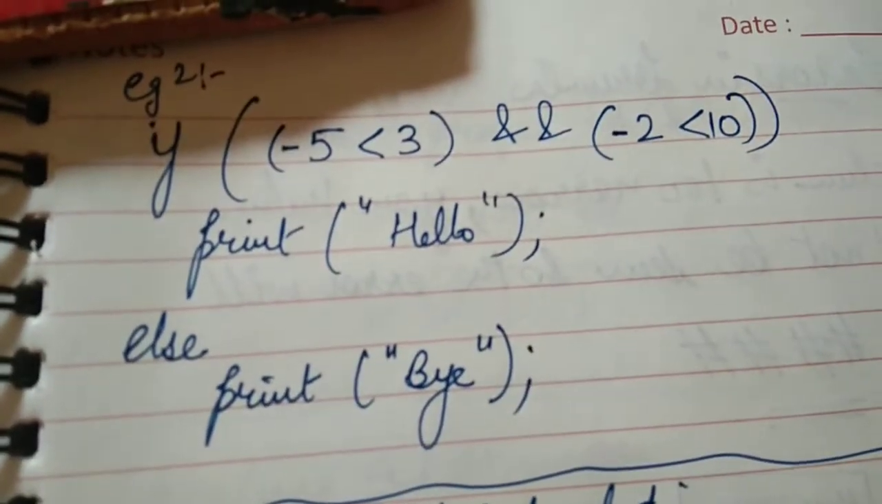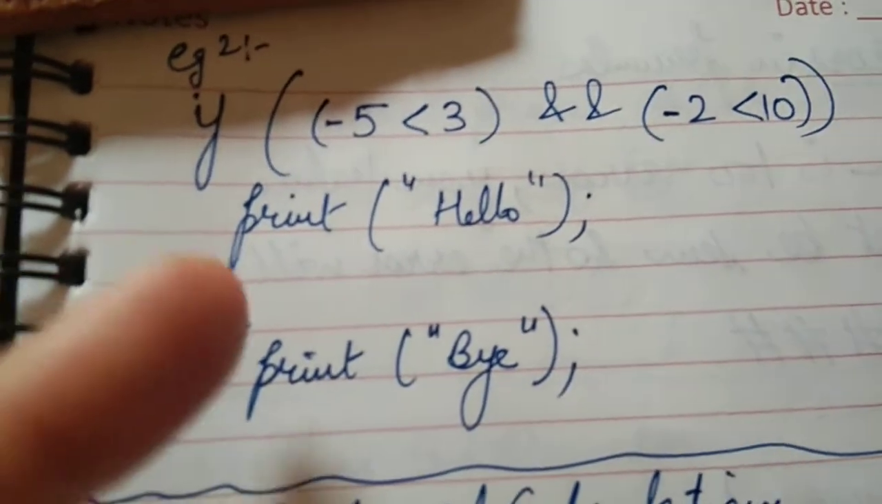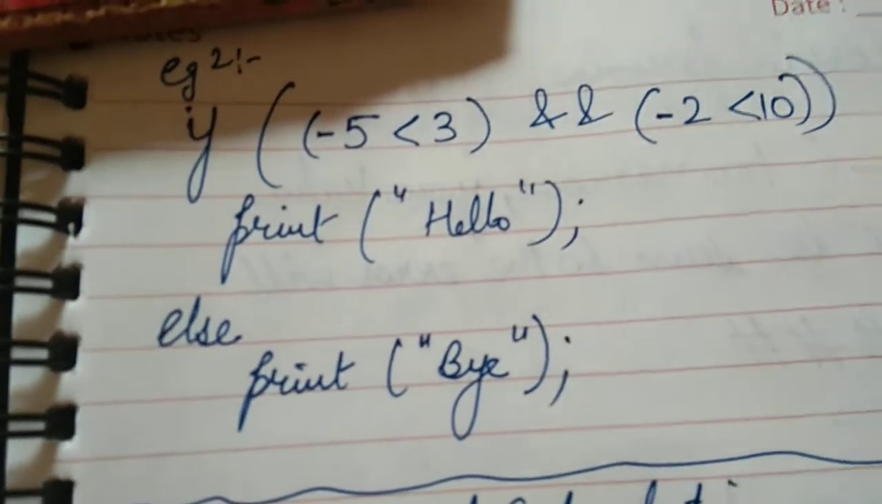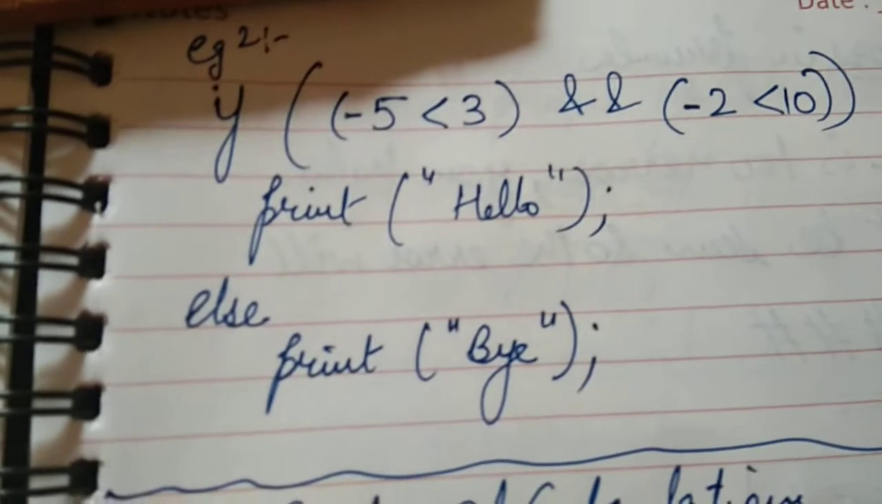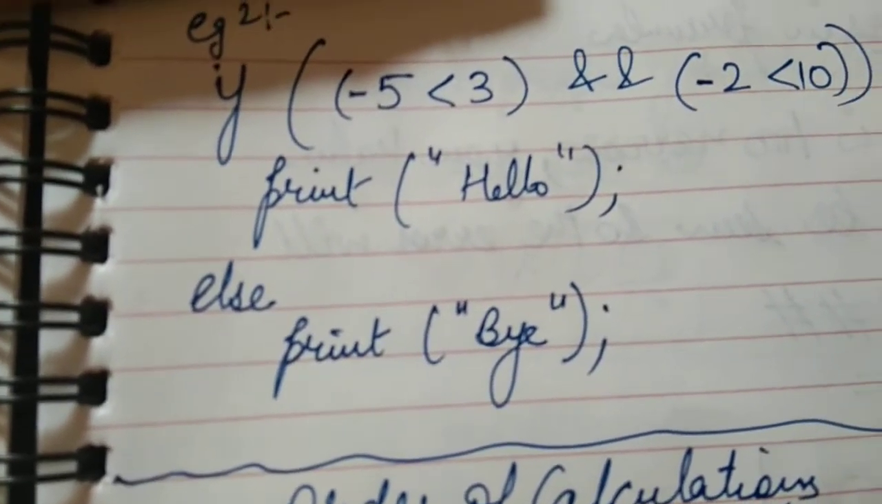That means both the conditions of the AND operator are true, and then hello will be printed. So the print statement will be executed, that is hello, and it will not go to the bye block. It will not print the bye, it will print only the hello command, right?